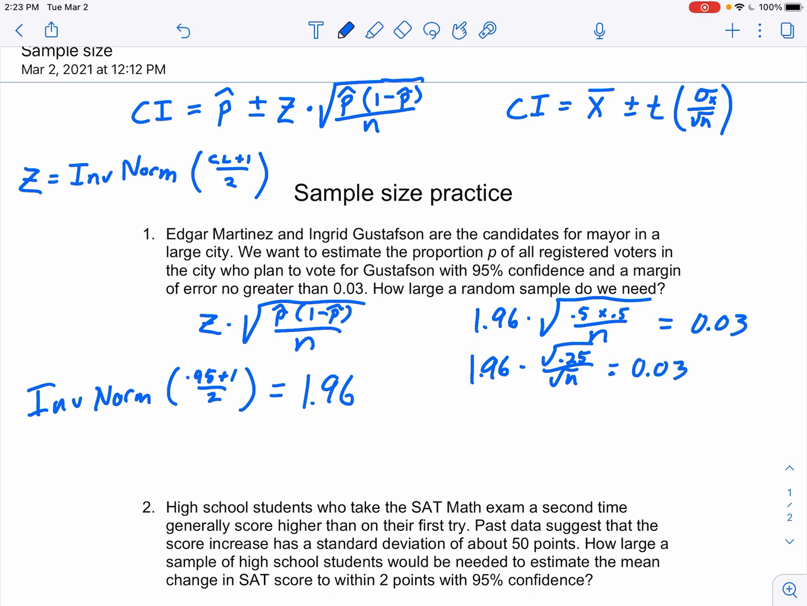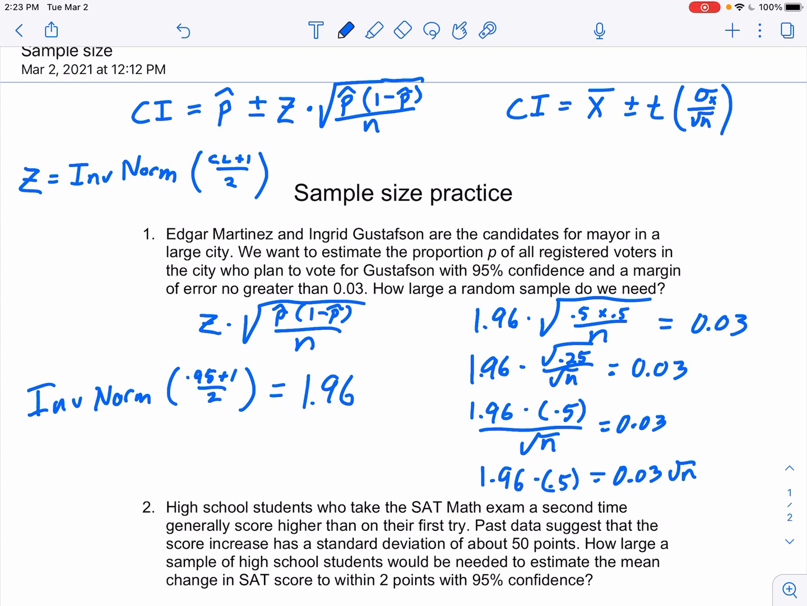and then I'll take the 1.96 times the numerator, which is 0.5, right, the square root of 0.25 is 0.5, over the square root of n, equals 0.03. And how do I get something out of the denominator? I multiply it to both sides, so I get 1.96 times 0.5 equals 0.03 times the square root of n.